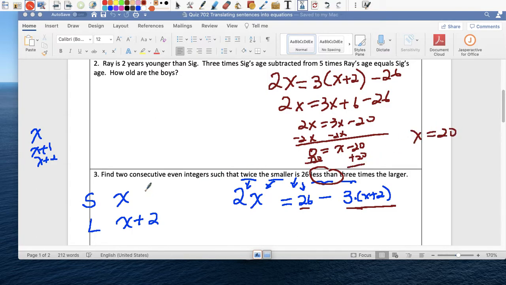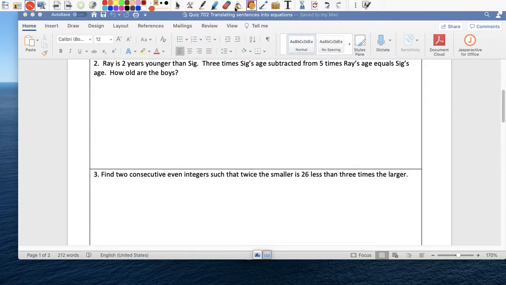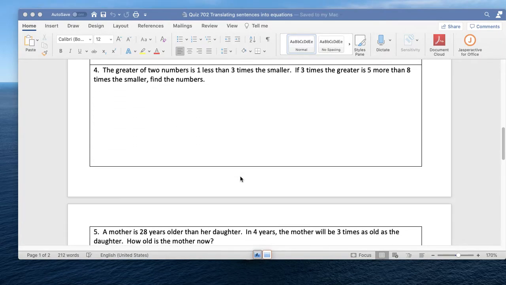So the smaller integer is 20, and the larger one, obviously, is 22. Okay.